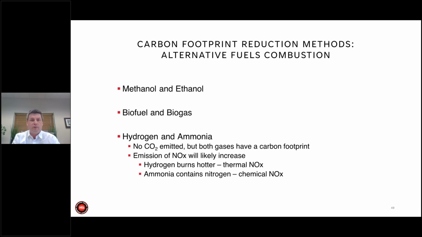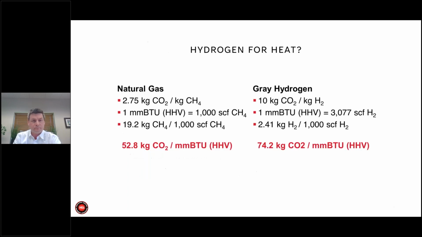In the US, we're mostly concerned with hydrogen. With hydrogen and ammonia, you're not emitting CO2, but both gases currently have a carbon footprint in the way they're produced before you actually use them. And hydrogen burns hotter, so you're going to have more thermal NOx associated with it. And ammonia contains nitrogen, so you're going to have more chemical NOx associated with it. So you're trading one thing for another, but it depends on what your goal is.